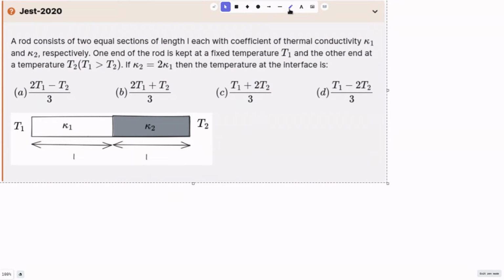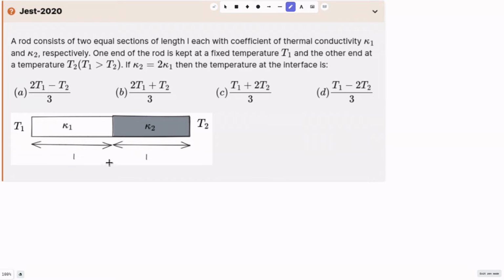Hello friends, I am here with a question from JEST 2020. This question is about thermal conductivity. It says a rod consists of two equal sections of length L each with coefficient of thermal conductivity kappa 1 and kappa 2 respectively. One end of the rod is kept at a fixed temperature T1 and the other end at temperature T2, where T1 is greater than T2. If kappa 2 equals 2 times kappa 1, then the temperature at the interface is.